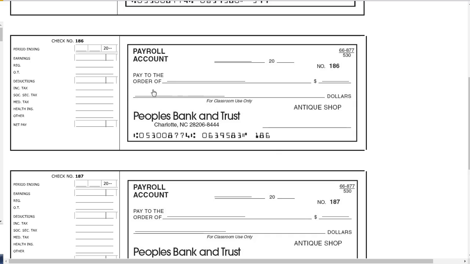So the first one I'm going to fill out is going to be check 186, and that's going to go to Judy. The date is 7/15. I'm going to fill in her earnings. Her earnings are $1,079. Regular is $1,040. Overtime is $39. So the total is on the top. So her total earnings is $1,079. Judy's net total deductions is $205.55.